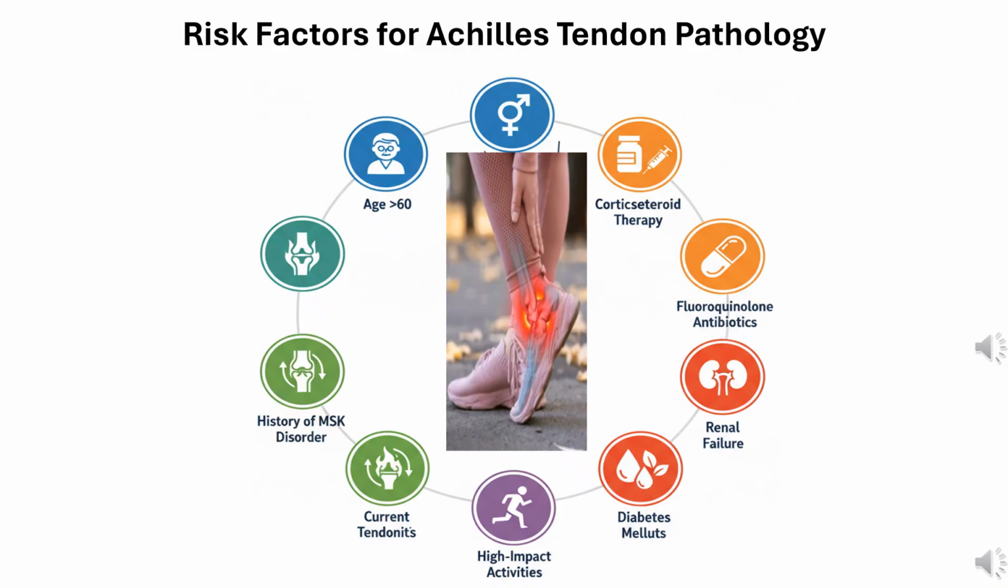4. Musculoskeletal history and activity. History of musculoskeletal disorder. Any prior injury or structural issue in the lower extremity can alter gait and place repetitive abnormal stress on the Achilles tendon. Current tendinitis/tendinopathy. Active inflammation or degeneration is a direct precursor to rupture. If the tendon is already painful or damaged, the threshold for complete tear is significantly lower.